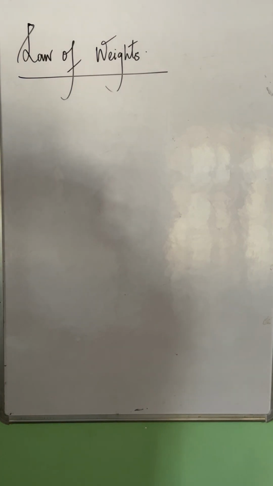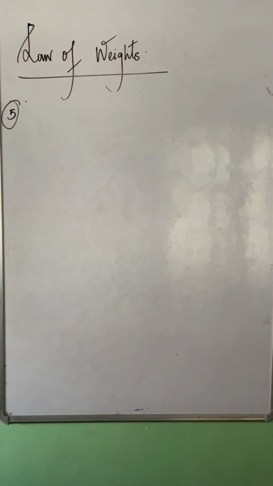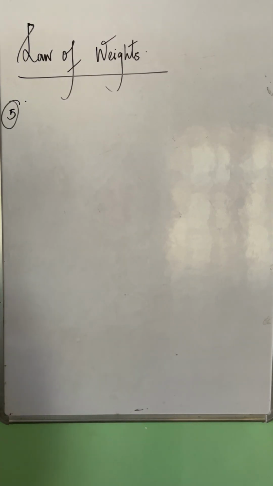Law number 5. If a quantity of a given weight is divided by a factor, the weight of the result is obtained by multiplying its given weight by the square of that factor. All right, let's illustrate this with the help of an example.